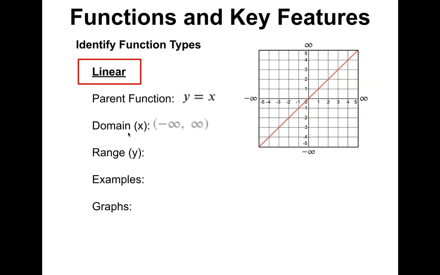The domain of this function is all real numbers, or we could use interval notation, which is negative infinity to infinity. The domain stands for your x values. So this graph goes from negative infinity all the way to positive infinity and will touch every x value on the graph. The range is also all real numbers, or negative infinity to infinity, because again, every y value on our graph will be reached by this linear function.